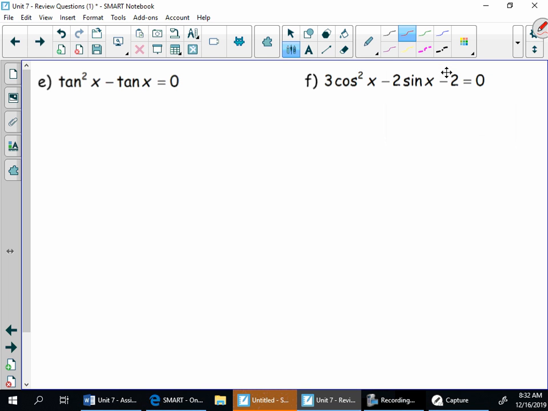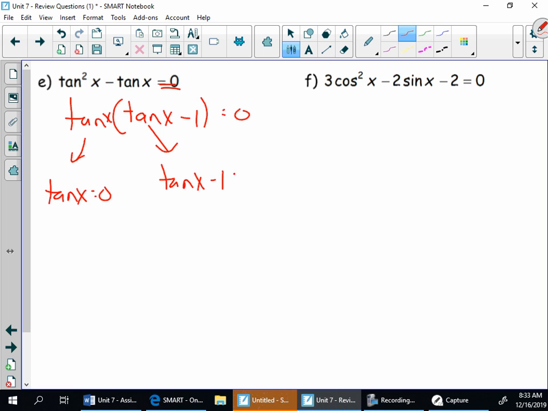Some more quadratics. We know it's equal to 0. We've got more than one ratio going on in here. Let's factor this. We can take a tan x out. So either tan is 0 or tan x minus 1 is 0, which means tan x is 1.